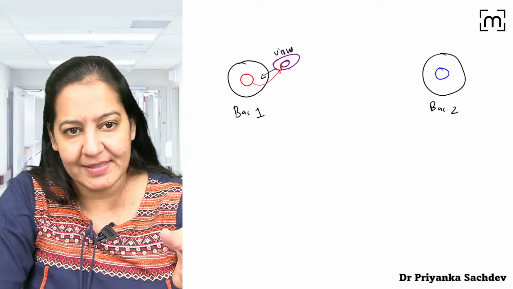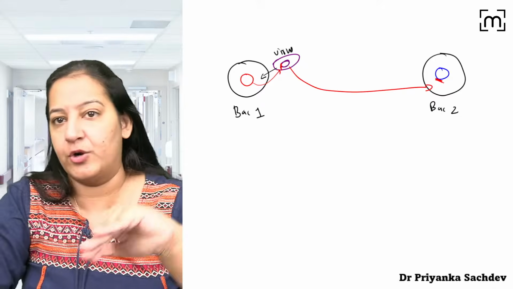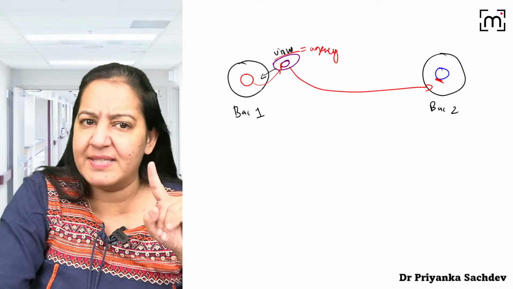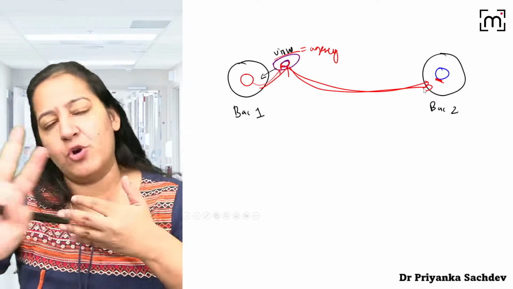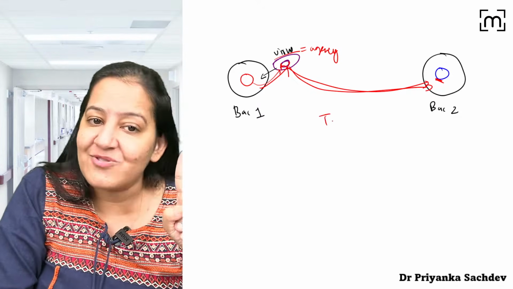And this virus then goes to the second bacteria and transmits the red DNA from that bacteria to this one. So this virus is acting only as an agency. It is only an agency, taking from here and dropping here, just like Swiggy, taking from one place and dropping at another. Nothing else. It is an agency. So this is known as transduction.